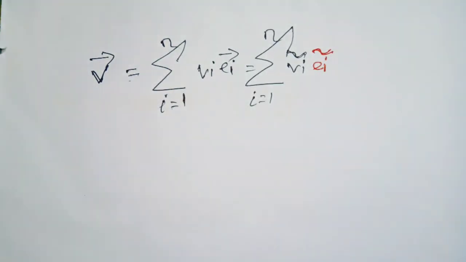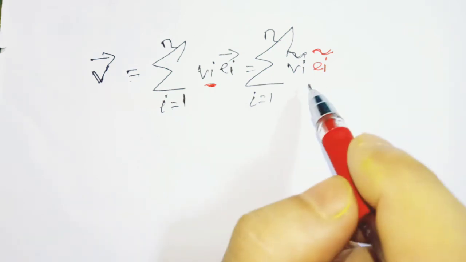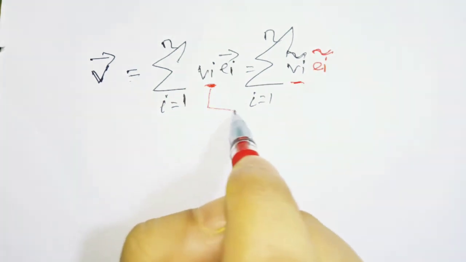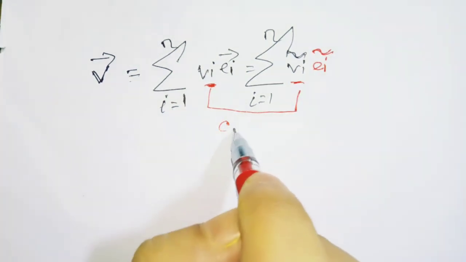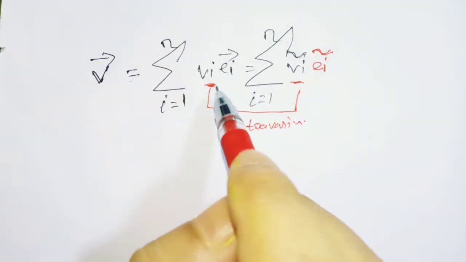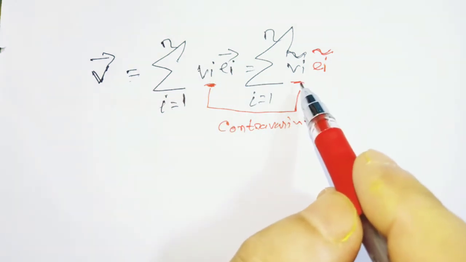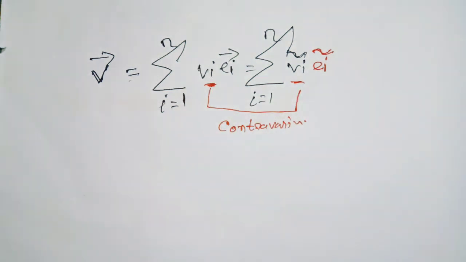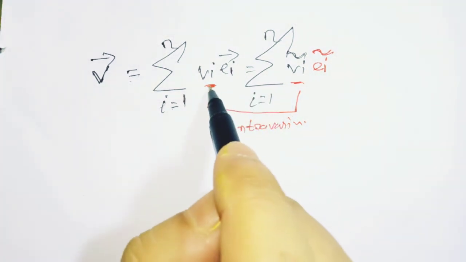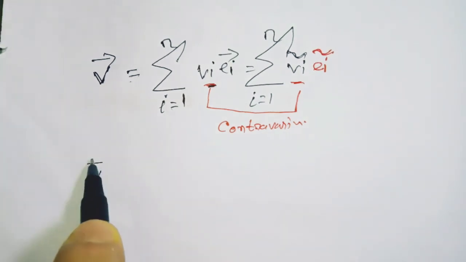Now you see that these two indices are contravariant. Which one? This part I am marking in red, and this part. These two are contravariant. Why? Because this is the old one, this is the new one. So we make the change and we can write it in this way. In order to identify that these are contravariant, we put the indices on the top.